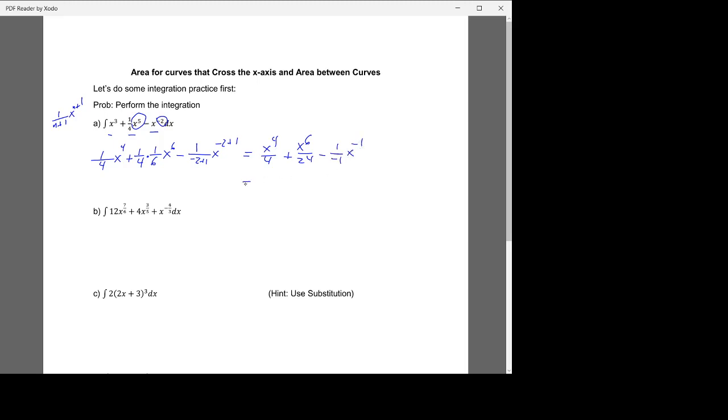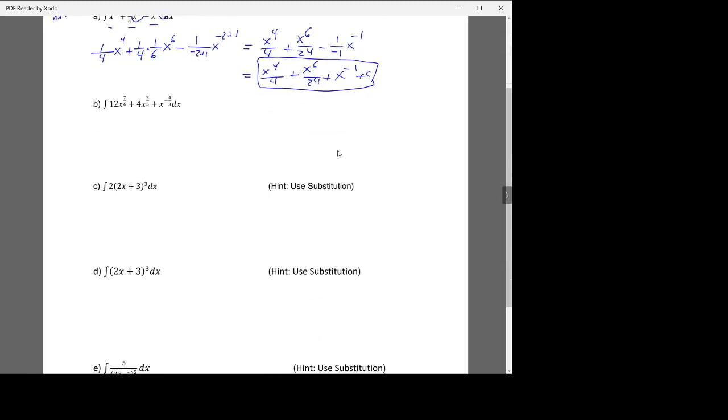So that's going to be x to the fourth over 4 plus x to the sixth over 24. Minus times minus is plus x to the minus 1. Well, let's just write x to the minus 1, or 1 over x, if you like to write it that way. And then plus a constant. We add that constant at the end so we don't have to deal with it through all the intermediate steps.